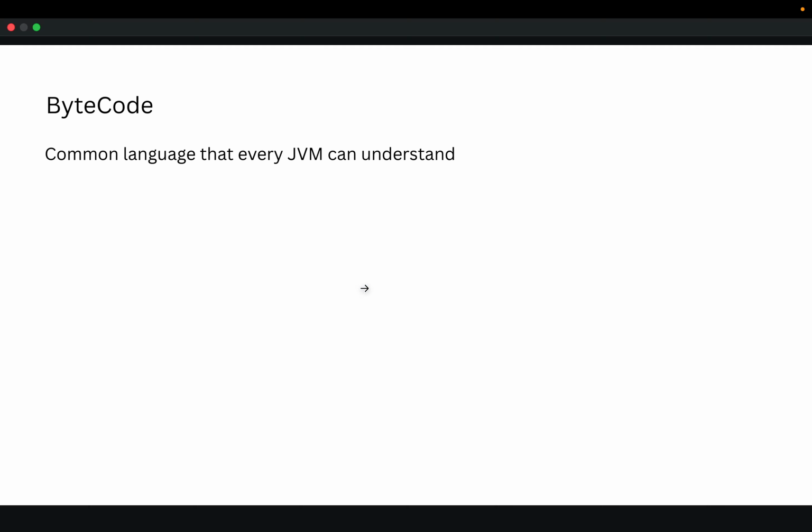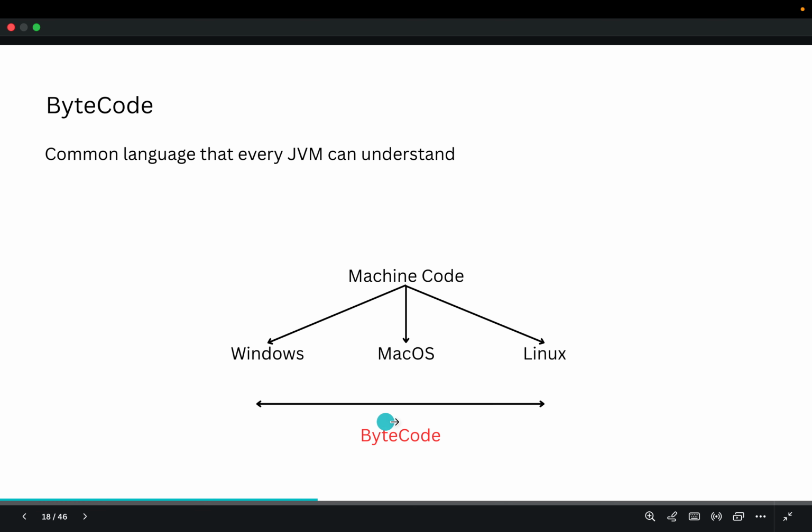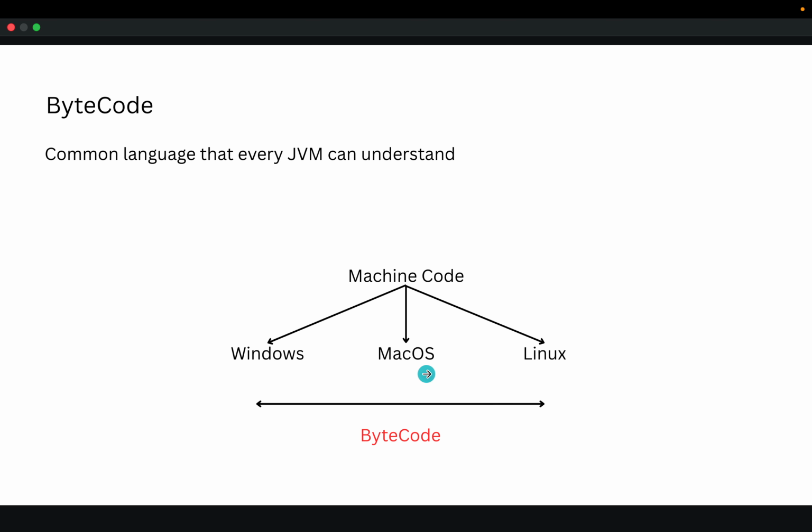Now let's understand what bytecode is. Bytecode is an intermediate language. In simple terms, it is a common language that every JVM can understand. So instead of generating separate machine code for Windows, Mac OS and Linux, Java generates one bytecode file. The same bytecode file can be run on any machine that has a JVM installed. This is why Java follows the principle: write once, run anywhere.